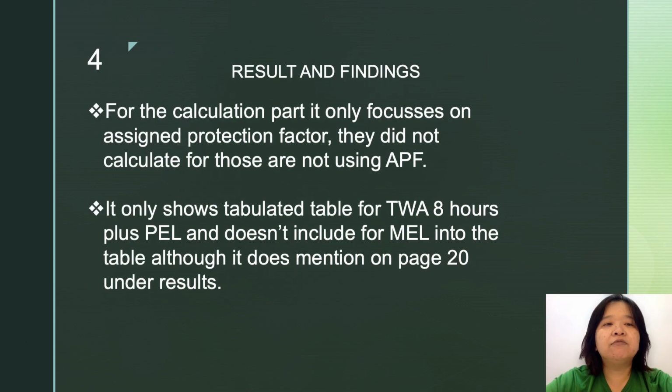As for the results and findings for the calculation part, they only focus on the assigned protection factor, which is called the APF, and they did not calculate for those that are not using the APF. And if you see the tabulated table, they only show the time weighted average of 8 hours plus the PEL, and they do not include the MEL, which is inside the table on page 20 under results.